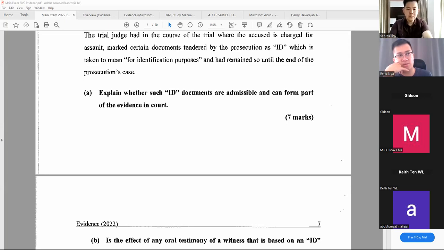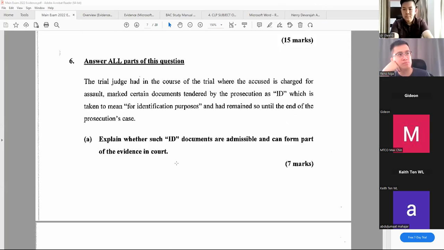Okay. Any more? I think that's all I can do because we are not told. Since this is a prosecution's case, I will just wall up the criminal standard of proof on who lies the standard of proof in this case, because this is a prosecution's case. So the criminal standard of proof on the prosecution is beyond reasonable doubt. So this is how I structure my answers. Firstly, I start off with the definition of ID document. Then I go on to burden and the standard of proof. Is that okay?